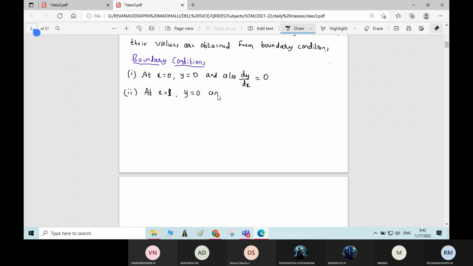and dy by dx equal to 0. Now we will take each and every condition one by one and we will solve for the constants. Now I will take the first condition.